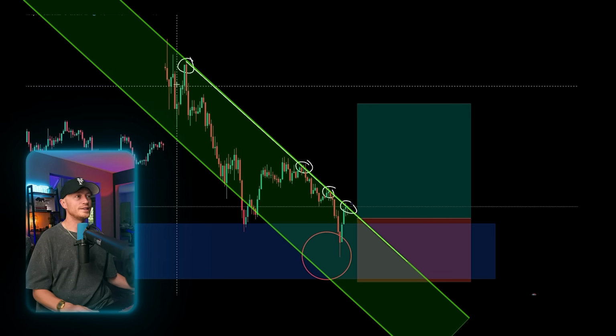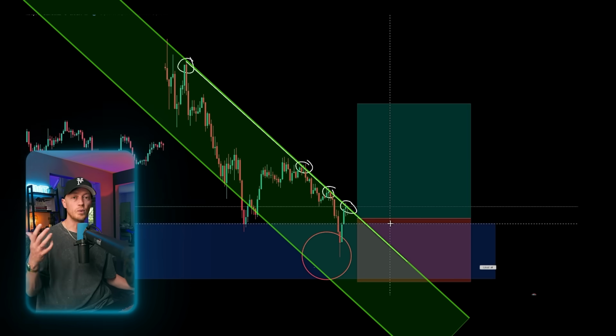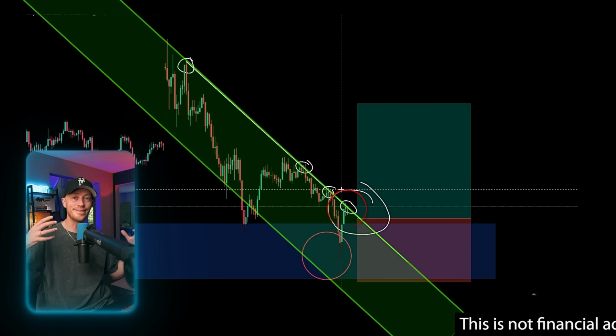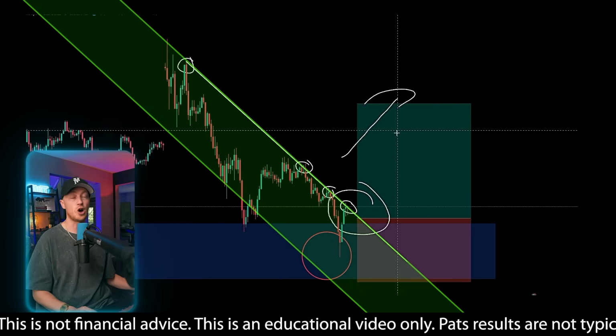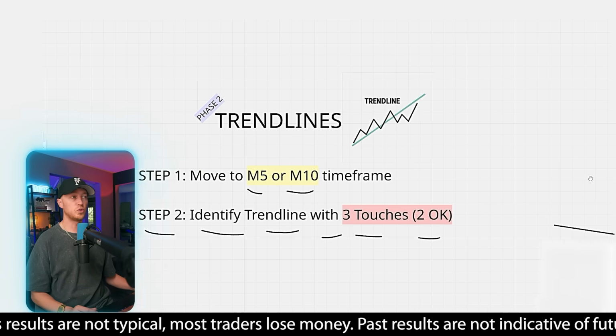And basically what this trend line is doing right here is it's containing price. What we want to see is the price break through that trend line, and then that's going to give us confirmation that the price can move in the opposite direction. We have that shift of market structure. So those steps are done.